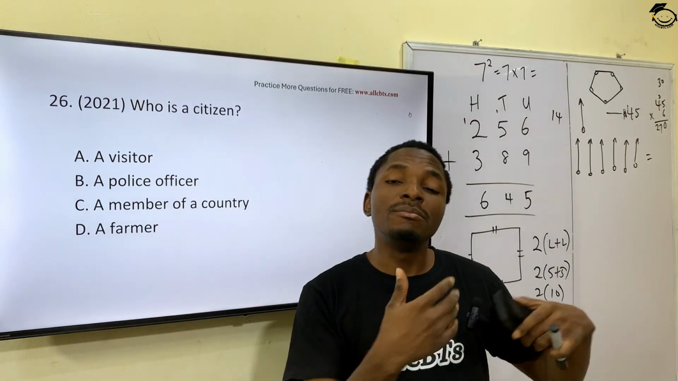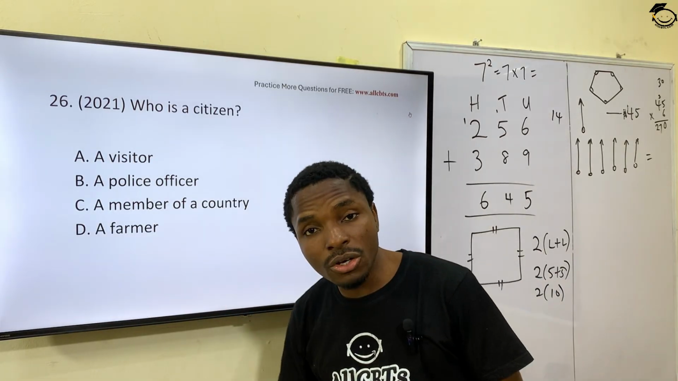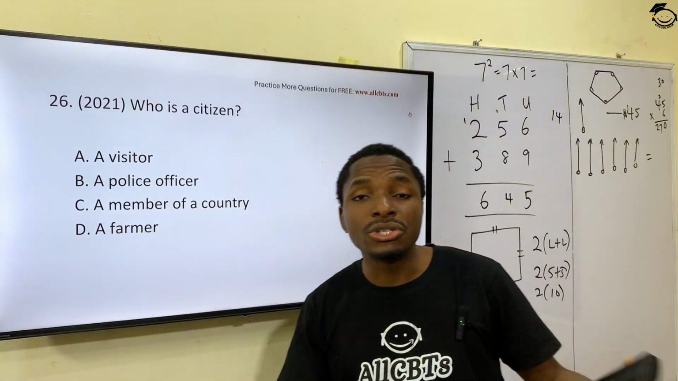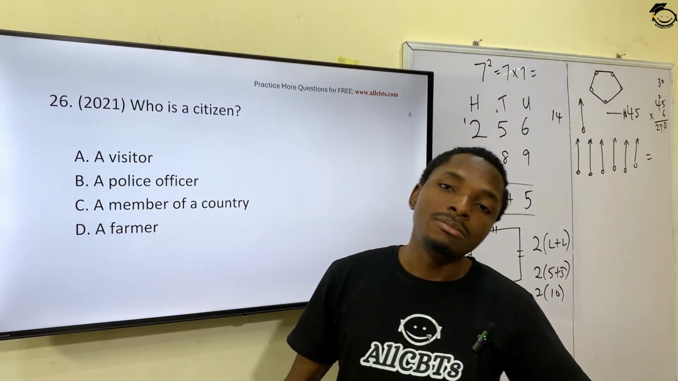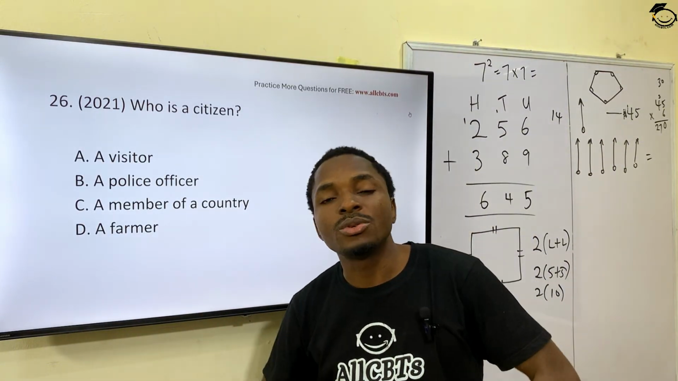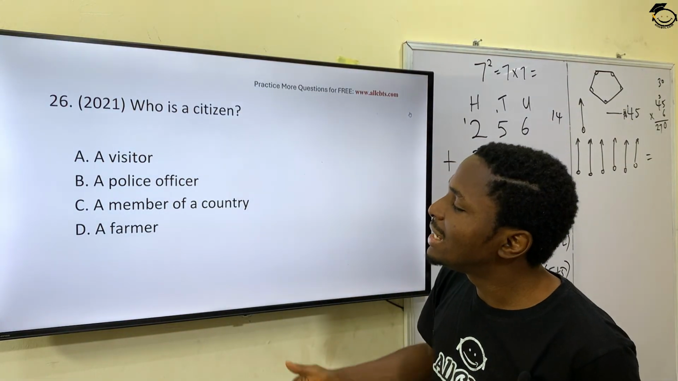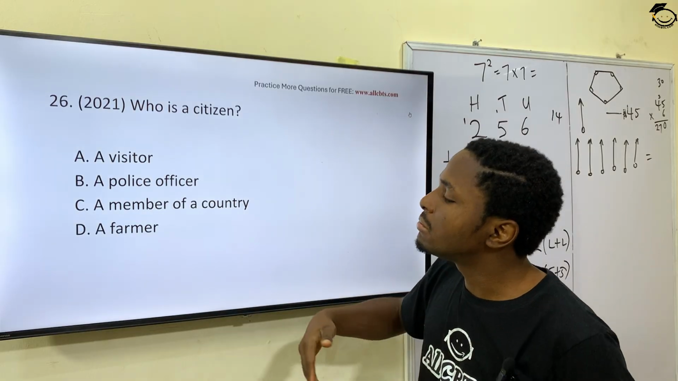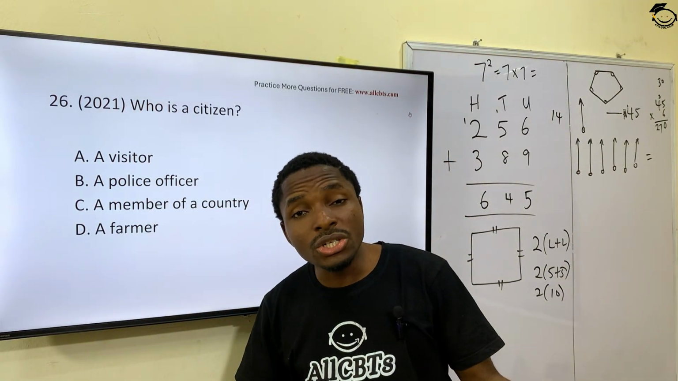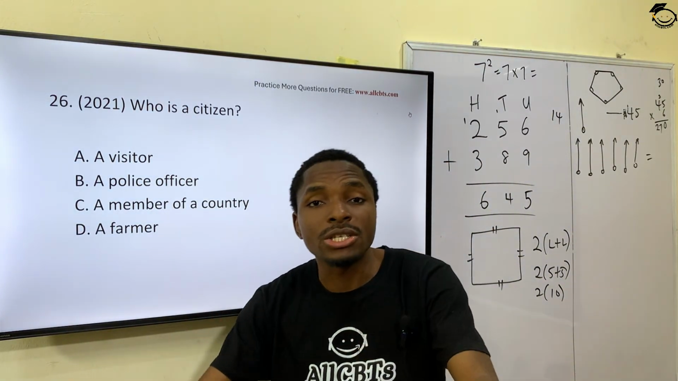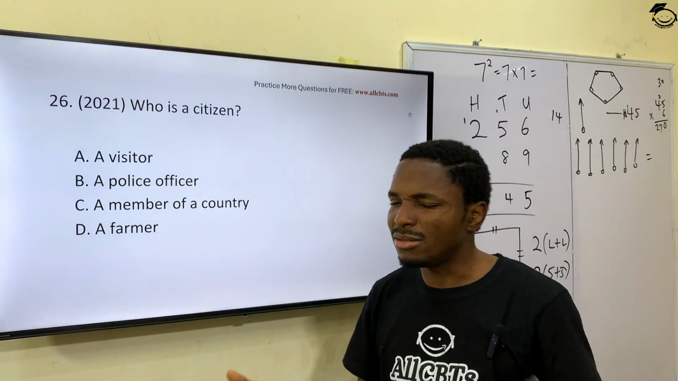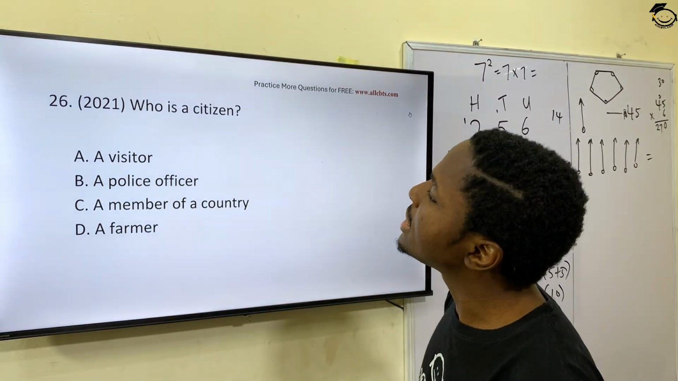So you will be given birth to that country. You're a citizen of the country. It can be by marriage. I married someone who is a citizen, so now I'm a citizen. Not in all countries though. And then it could also be by legislation. So I applied for citizenship and I was granted. So there are different ways.